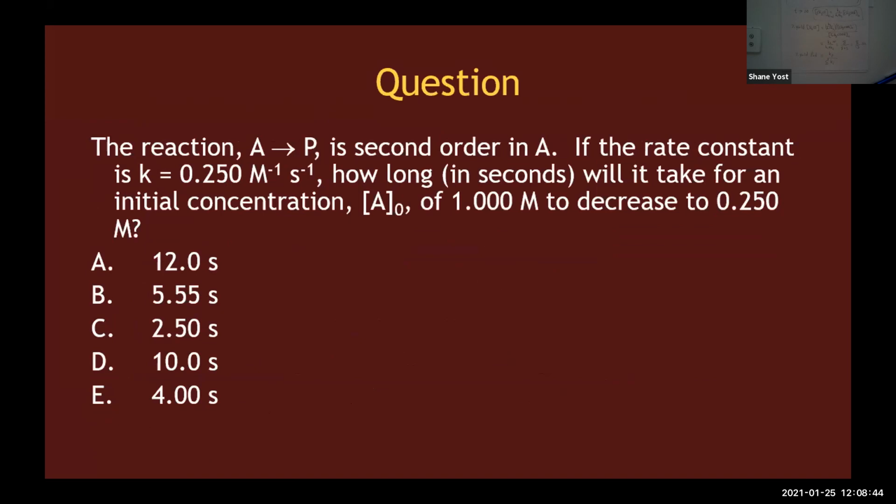All right, let's talk about some of these. I have a reaction A going to P that's second order in A. The rate constant is equal to 0.25 inverse molar inverse second. How long will it take for the initial concentration of 1 molar to decrease to 0.25 molar?